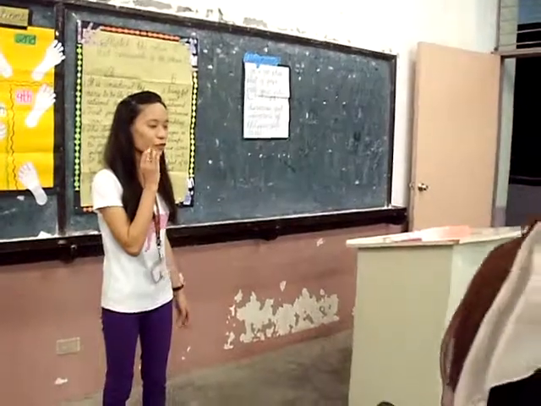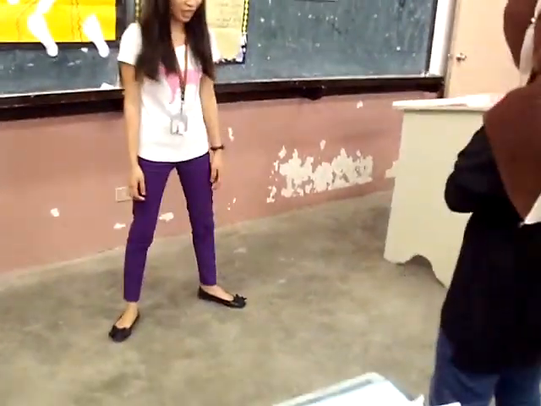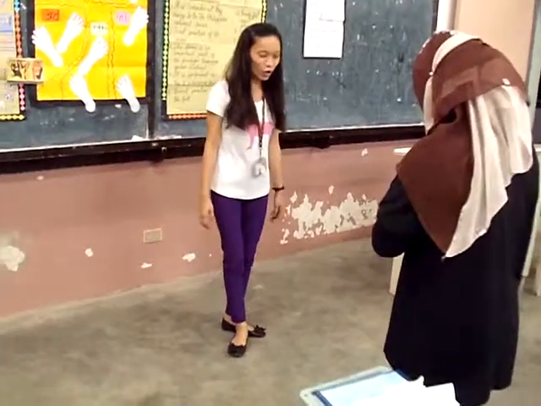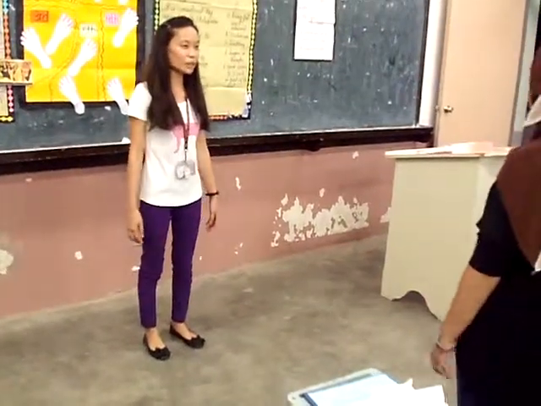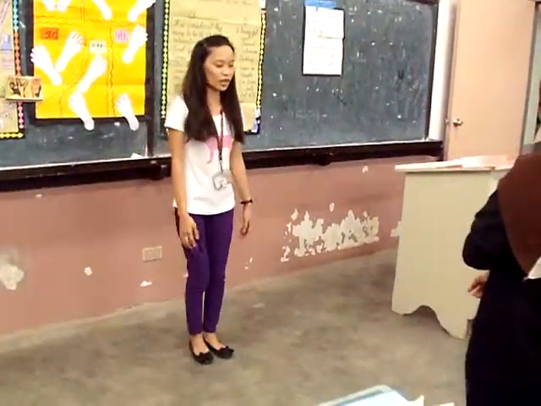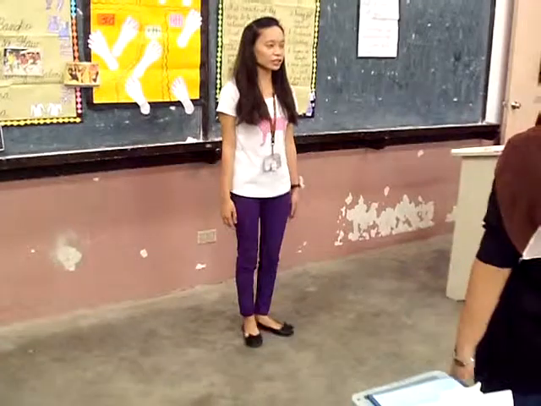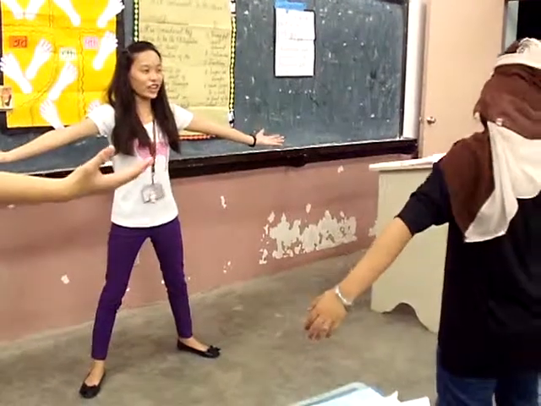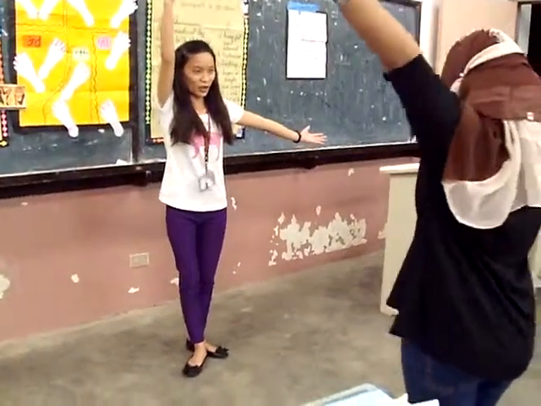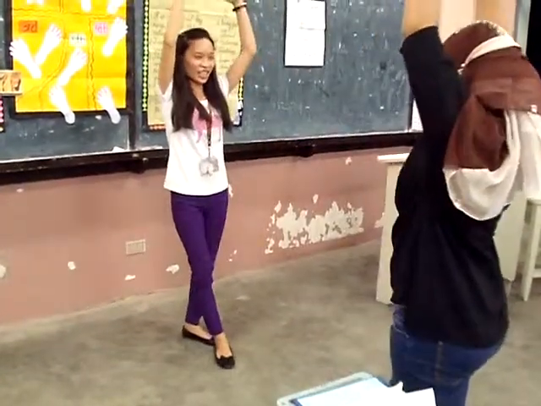Let's execute the feet positions. So the first position is like this. Second position. Third position. Fourth position. And the fifth position. So let's combine the arms and the feet positions. Are you ready? Yes, teacher. So, the first position of arms and feet. Second position. Third position. Fourth position. Fifth position.